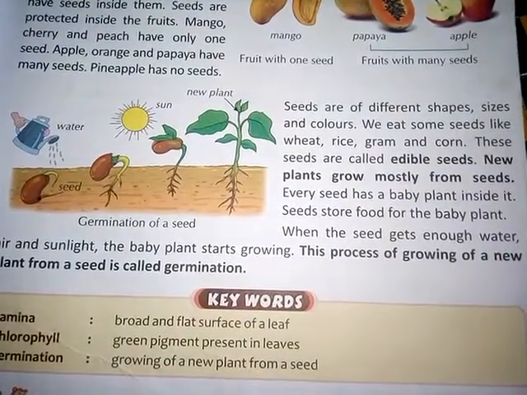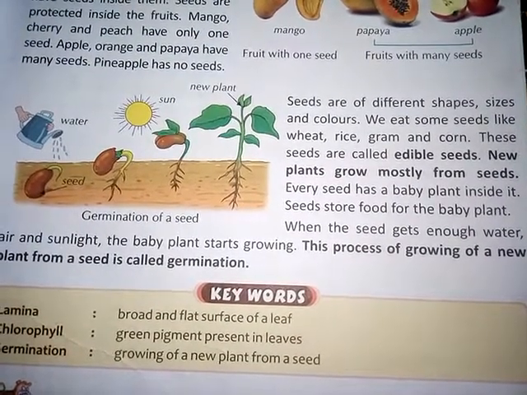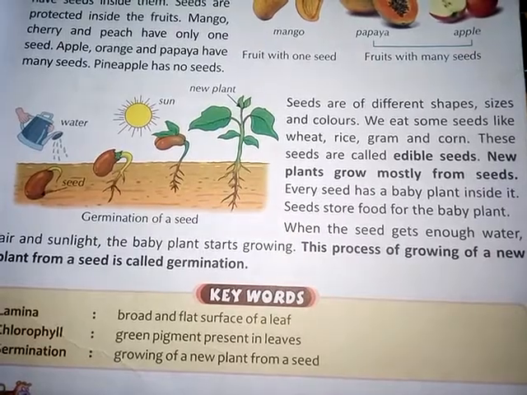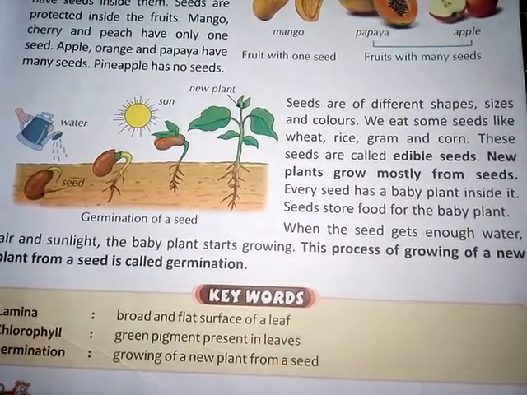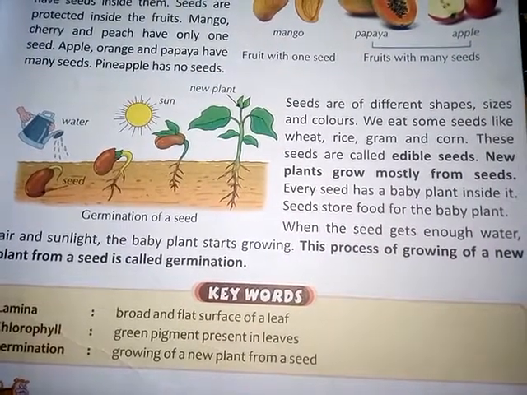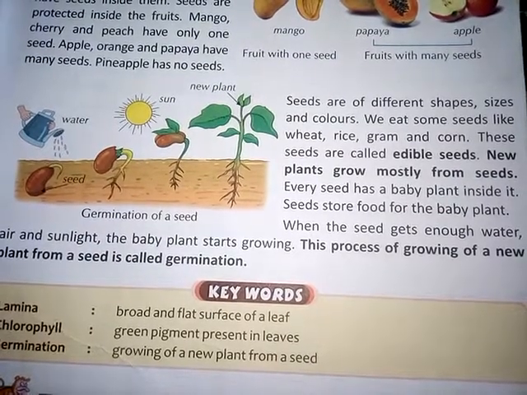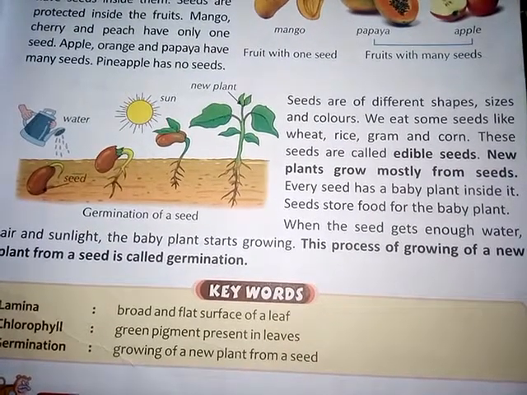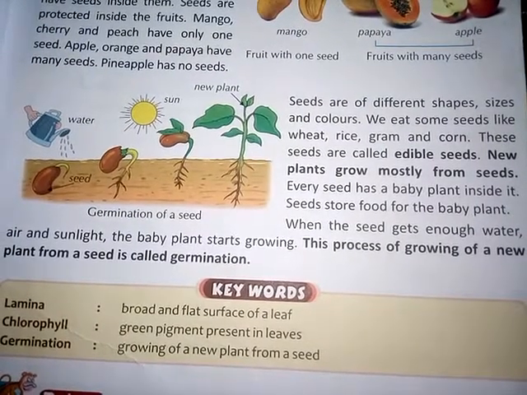Seeds are of different shapes, sizes and colors. We eat some seeds like wheat, rice, gram and corn. These seeds are called edible seeds. New plants grow mostly from seeds. Every seed has a baby plant inside it. Seeds store food for the baby plant.